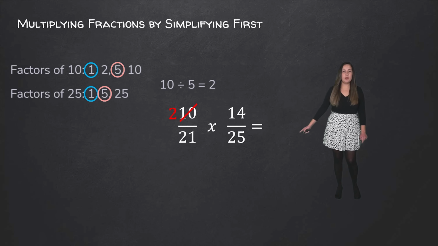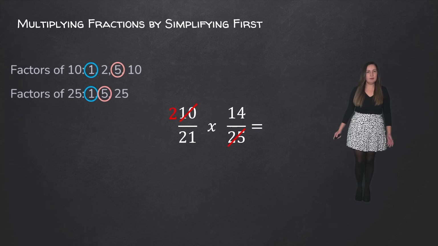And then for the 25, we're going to do the same thing. We're going to cross it out. 25 divided by 5 is equal to 5. And we're going to replace that with 5.